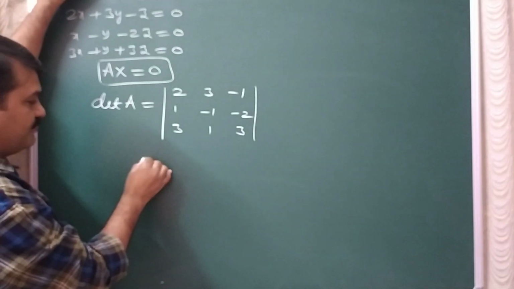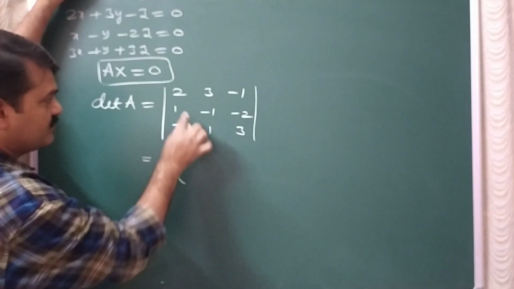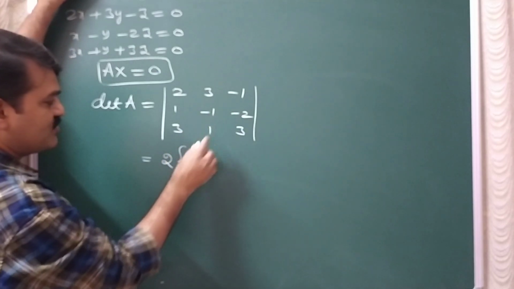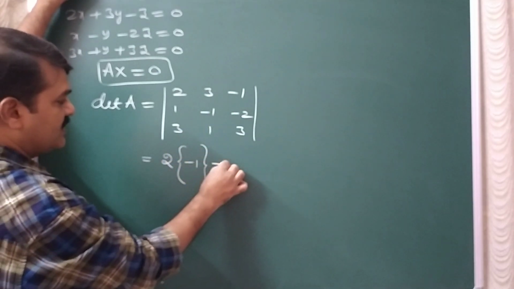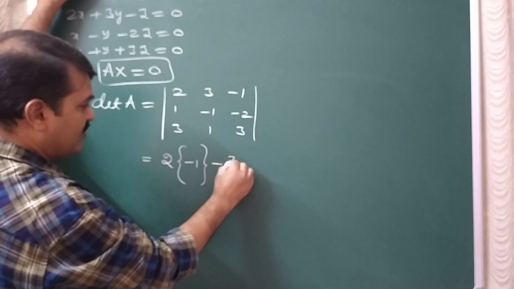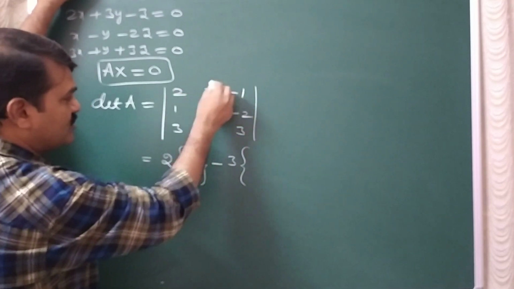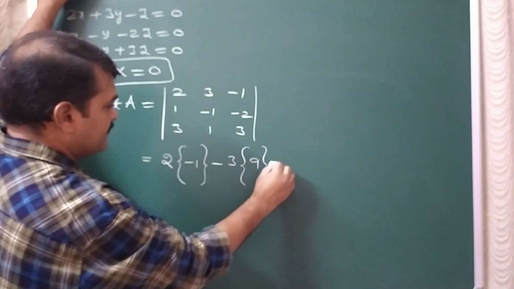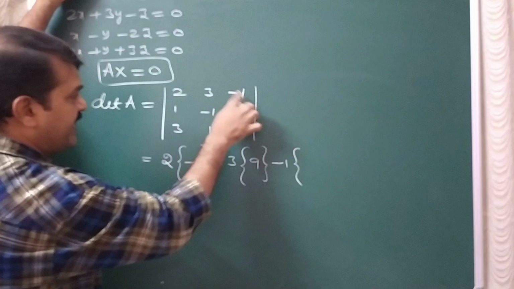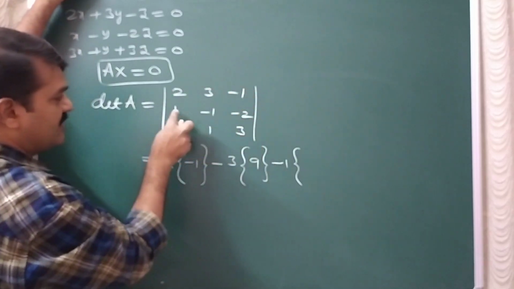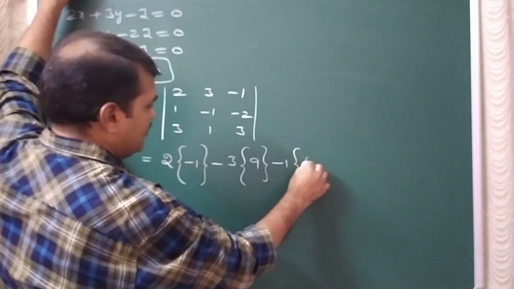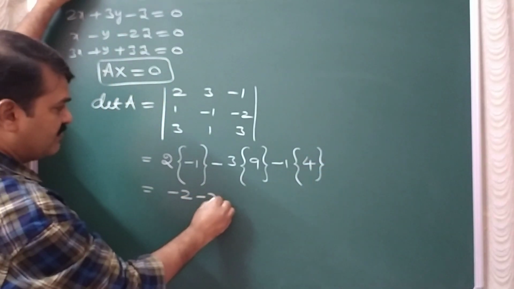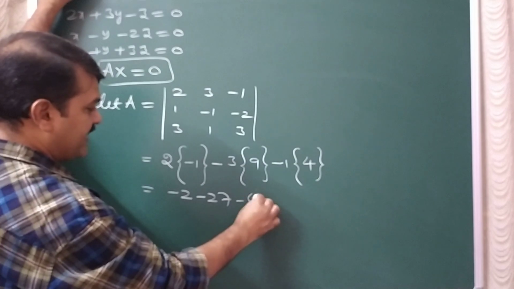Expand from first row. So 2 into, remove this row, this column, minus 3 plus 2, so minus 1. Second element, minus sign must be taken now. So minus 3 into, remove this row, this column, 3 plus 6, 9. Next minus 1 into, remove this row, this column, so 1 plus 3, 4. So therefore you get minus 2, minus 27, minus 4.